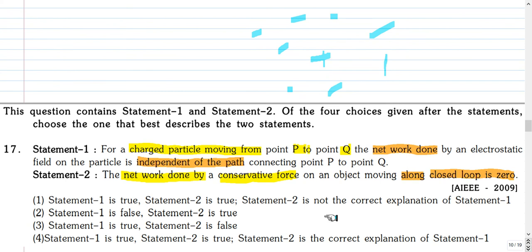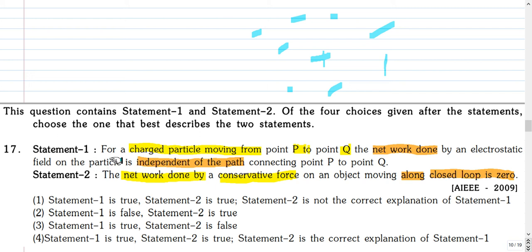This is the next question. This question contains statement 1 and statement 2. Of the 4 choices given after the statements, choose the one that best describes the 2 statements.